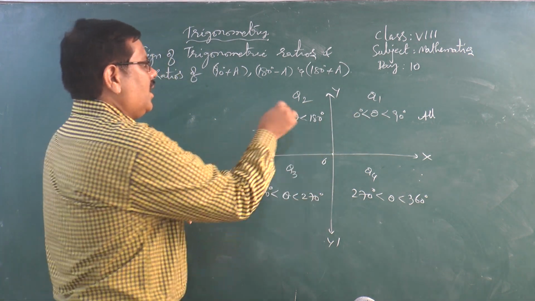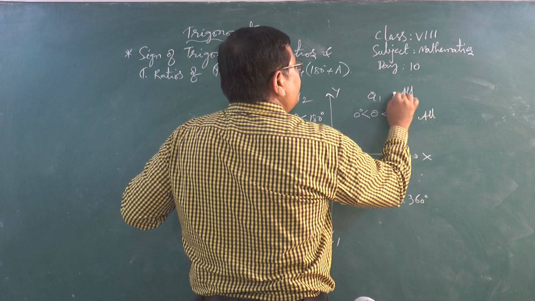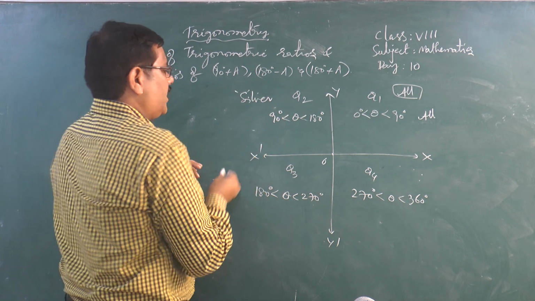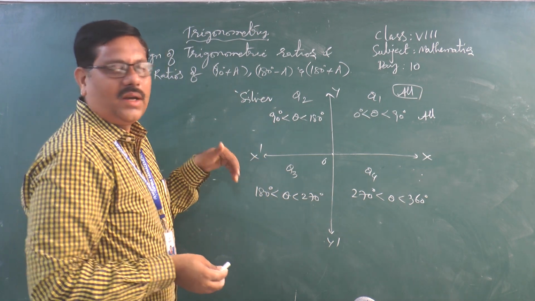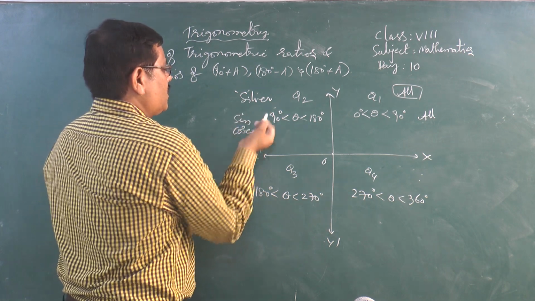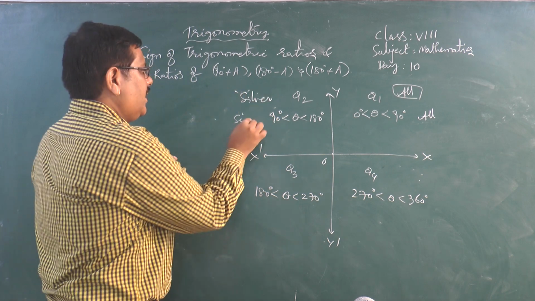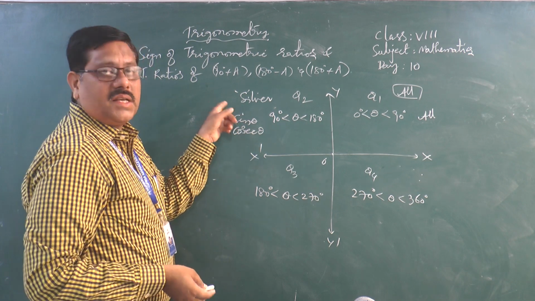Next, if you take quadrant 2, another way to remember it is ASTC, all silver. It is an easy technique to remember which trigonometric ratios are positive in the concerned quadrant. S stands for sine and its reciprocal is cosecant. Sine theta is positive as well as cosecant theta is positive if theta lies in the second quadrant.